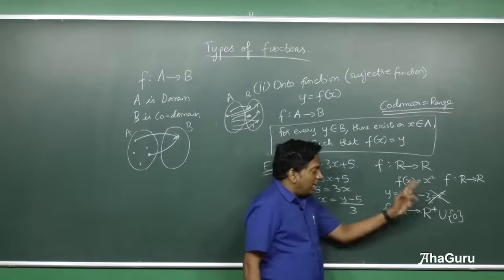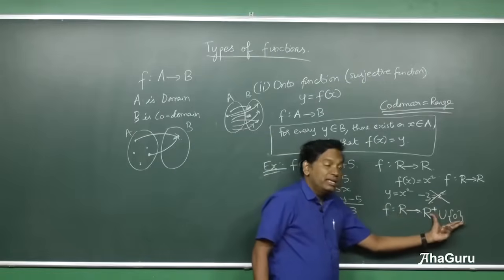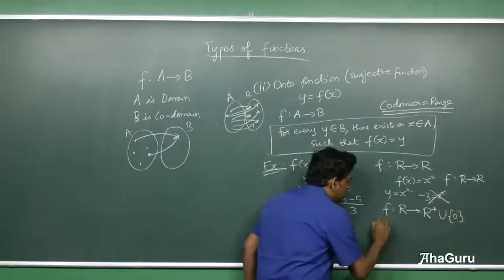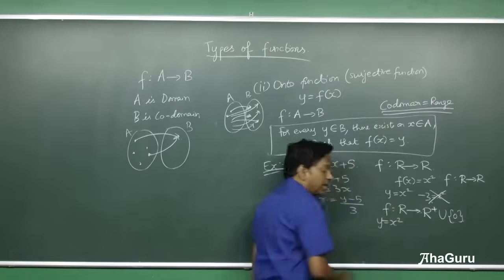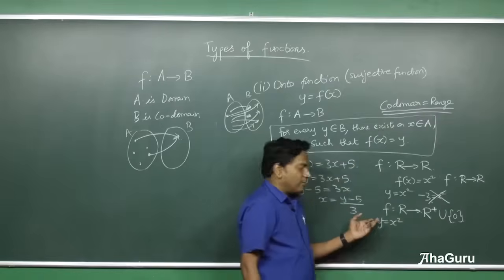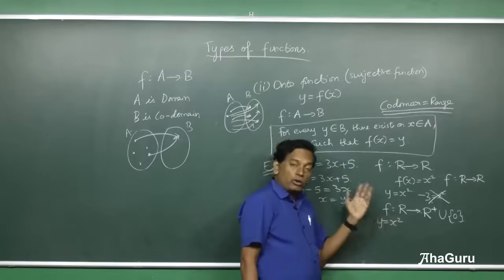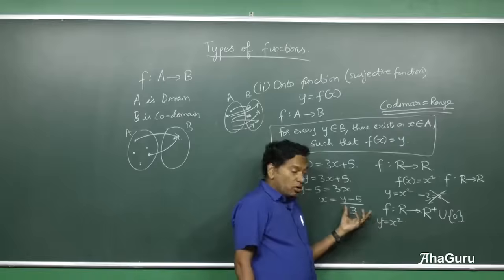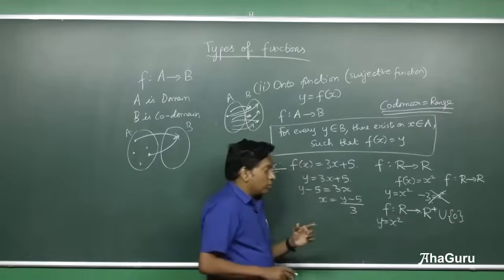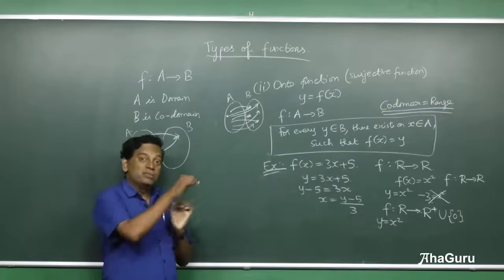For every element in the codomain, can we find a pre-image? For example, suppose you have y is equal to x square. Now I say y is equal to, let's say, 3. So 3 is equal to x square. What is x? x could be root 3 or x could be minus root 3.